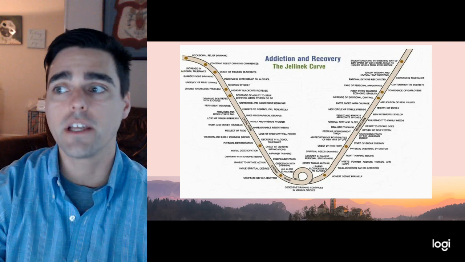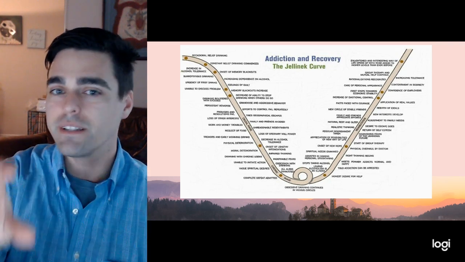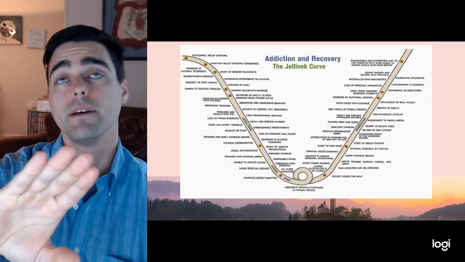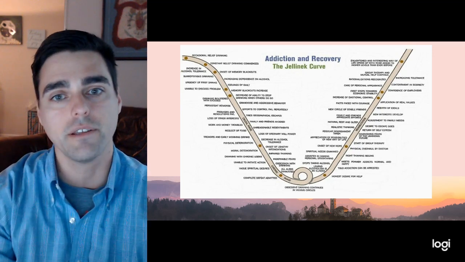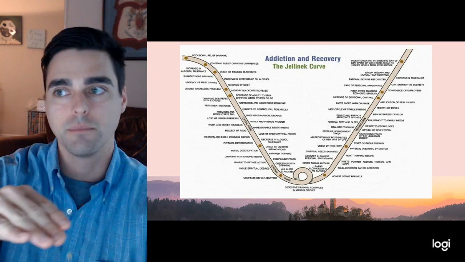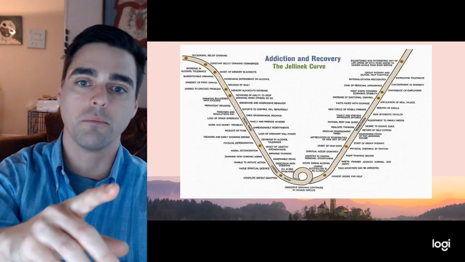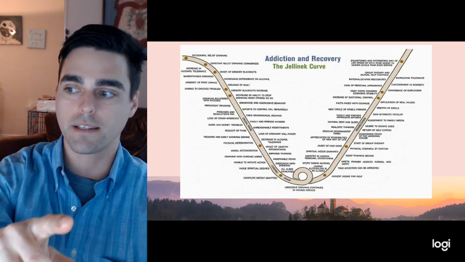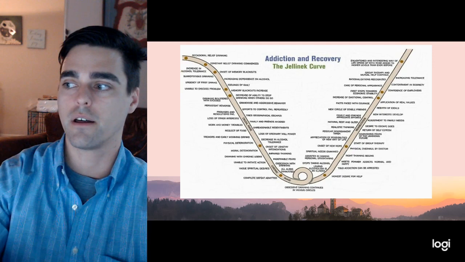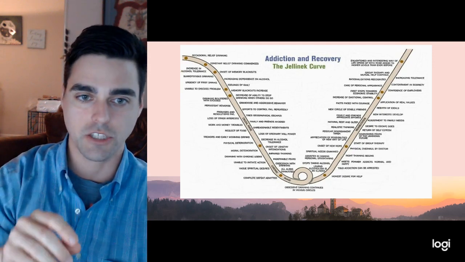So this is a Jellinek curve that I was telling you about, and this really is demonstrating the progressive nature of the illness. If you start up on the top left side, consider this to be a timeline of when someone begins to experience some alcoholism and how it progresses all the way down to the bottom, and then it begins going back up after the person experiences rehabilitation.